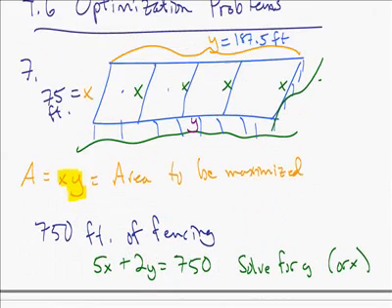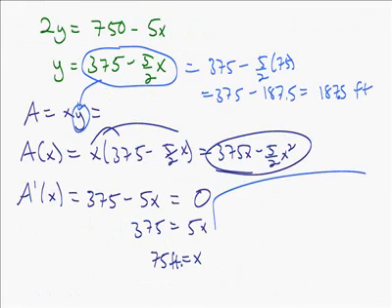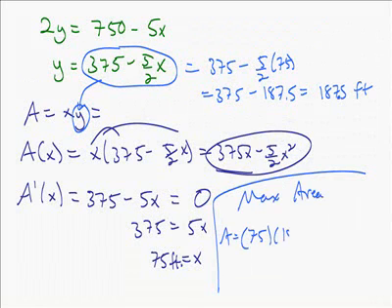So what's the total maximum area? Well, the maximum area is going to be that 75 for x times 187.5 for y, which I think comes out to be 14,062.5 square feet, feet times feet. So that's the maximum area. Now there are some other things that they ask you to do in the book in number 7, so you want to look at those and do those as well, but that's the idea.